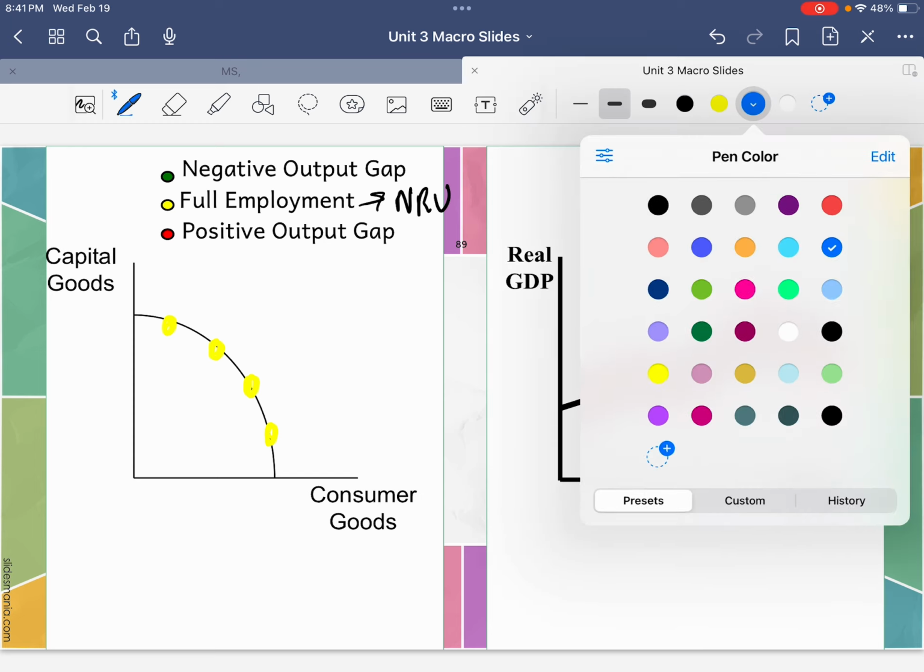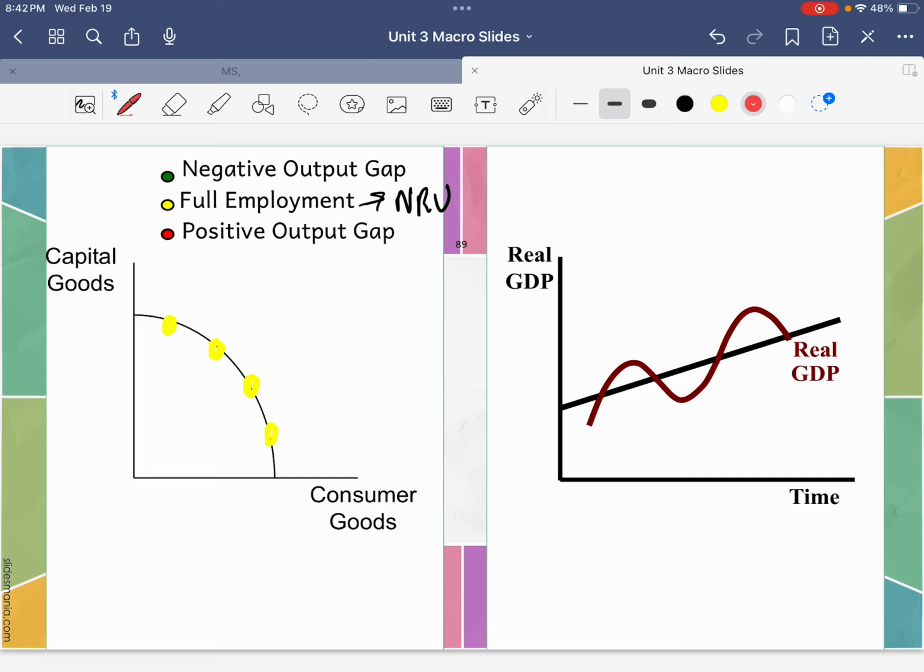A positive output gap, which I'm going to show you on the long run aggregate supply curve in a minute, would be up above where we should be, anywhere out here. It's an unsustainable amount. Maybe it's possible for a hot second, but it's going to cause economic problems because our potential is not that. It is a positive output gap, okay? And then a negative output gap would be anywhere below our potential, anywhere below our production possibilities. Something has happened that we have receded behind where we're supposed to be. In this scenario, something has happened that we have inflated above where we're supposed to be.